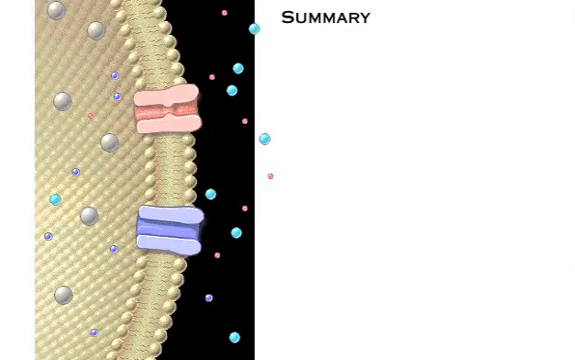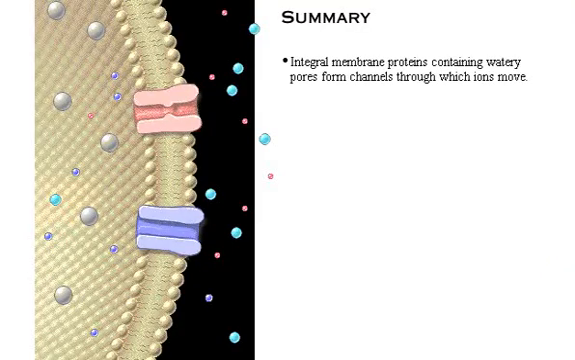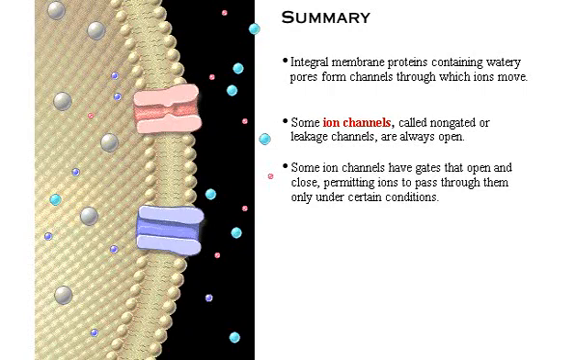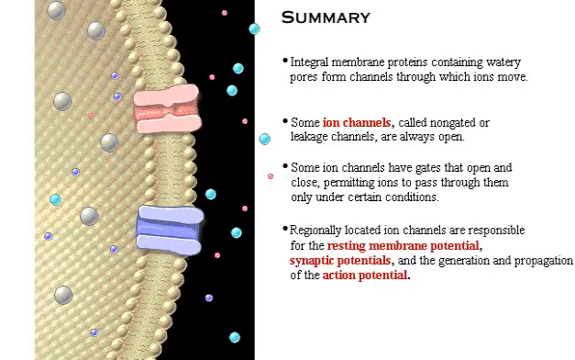Here's a summary of what we've covered. Integral membrane proteins containing watery pores form channels through which ions move. Some ion channels, called non-gated or leakage channels, are always open. Some ion channels have gates that open and close, permitting ions to pass through them only under certain conditions. Regionally located ion channels are responsible for the resting membrane potential, synaptic potentials, and the generation and propagation of the action potential. To test your knowledge, click the quiz button to go to the self-quiz.